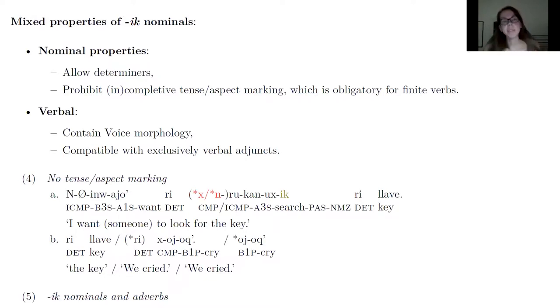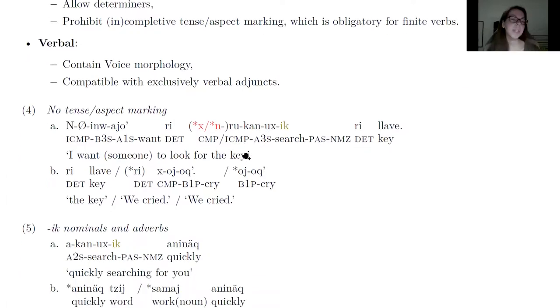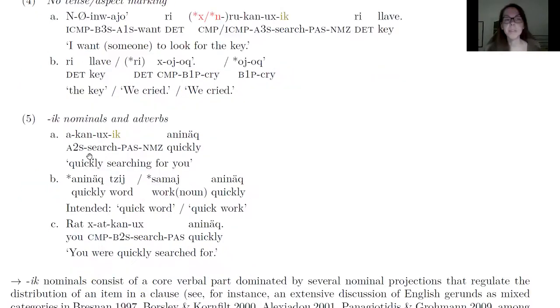And on the other hand, they exhibit some verbal behavior. So let's say they can contain this voice morphology, as we have just seen with the passive suffix. And they are also compatible with exclusively verbal adjuncts. So if you take a look at the examples here in 5, we have this adverb aninek, which can be combined with the ik nominal. So this is fine. 5a is grammatical. It can also be combined with the finite verb. So 5c is also grammatical. But it cannot be combined, let's say, with a referential noun or with a result noun. So I cannot say aninek tiha or samach aninek. So I cannot say like quick word or quick work using this lexical item.